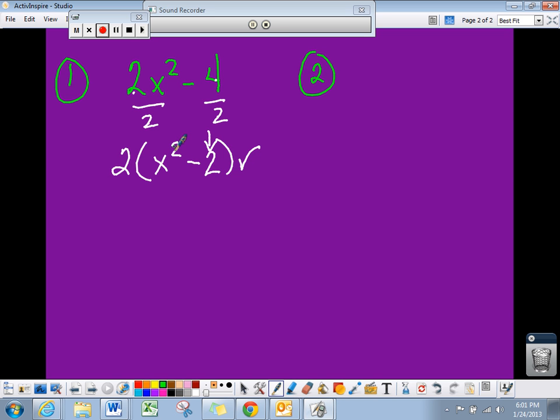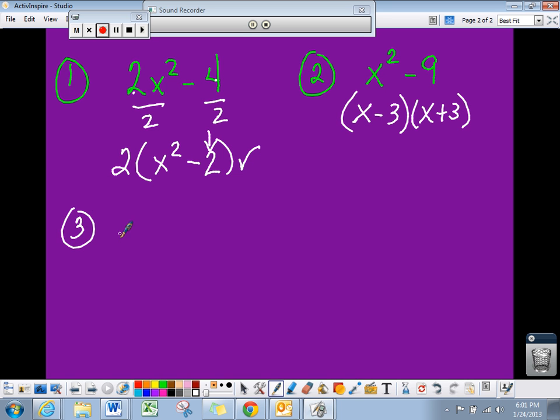That's our GCF. But then if we have this x squared minus 9, now we have a binomial. So we want to ask ourselves, is the first term a perfect square? It is. Is the second term a perfect square? It is. So we can just say that this is now going to be the difference of squares, which is x minus 3 times x plus 3.